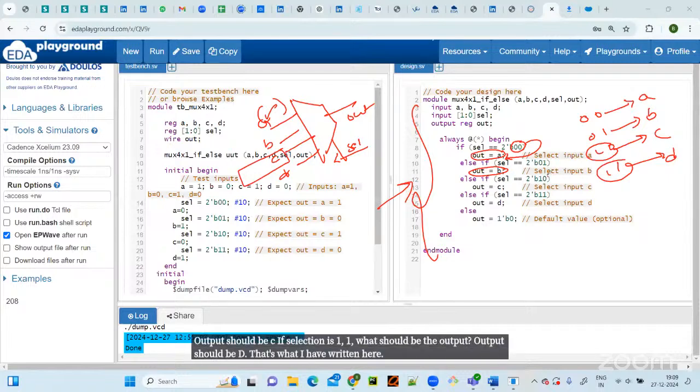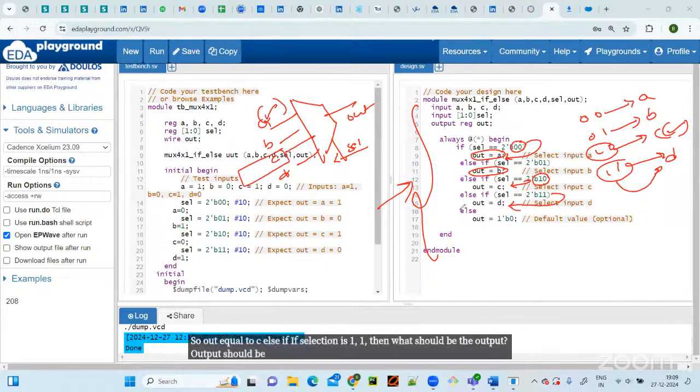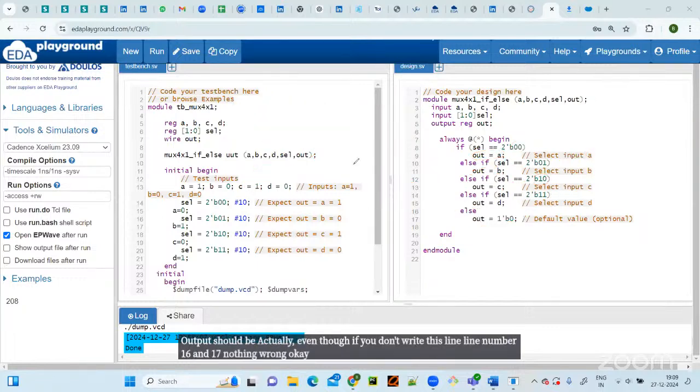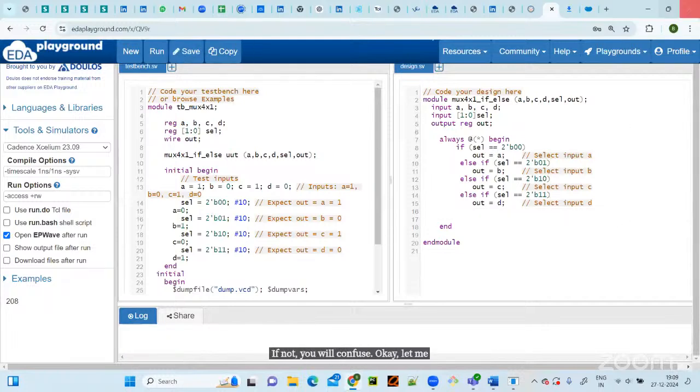If selection is 10, what should be the output here? C. So out equal to C. Else if selection is 11, then output should be D. Actually, even if you don't write line numbers 16 and 17, nothing is wrong. Okay. So for time being, let me remove these two lines, otherwise you will get confused. Okay, let me run this code quickly.